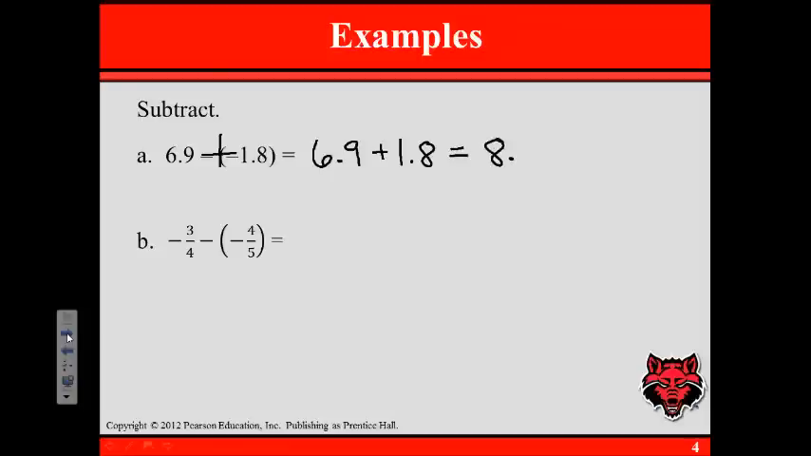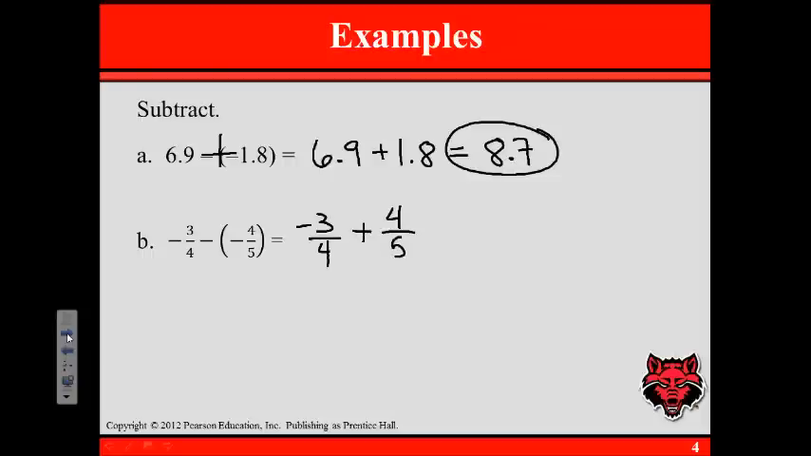That will be a positive 8.7 because both 6.9 and 1.8 were positive values. For part B, we have negative 3/4 minus negative 4/5. And the same trick that applied to part A applies here. We are subtracting a negative, which is the same thing as adding a positive.